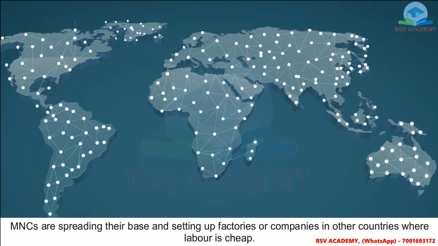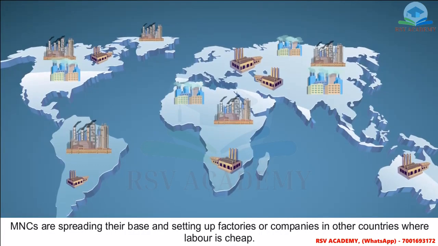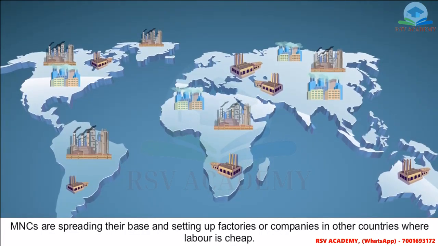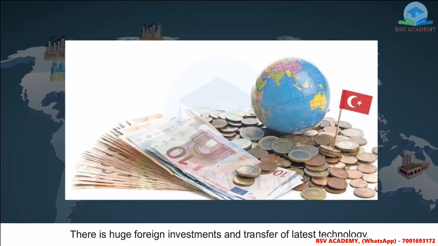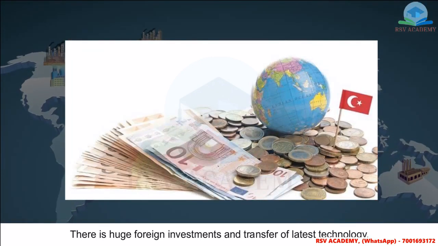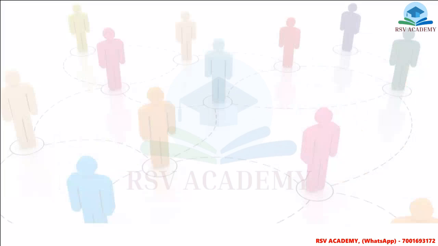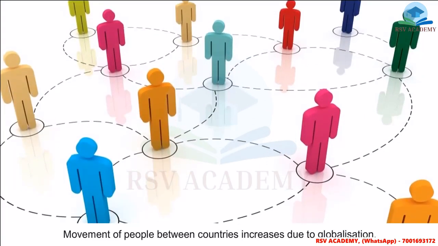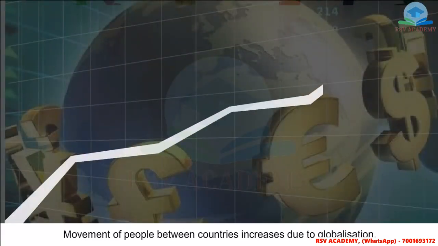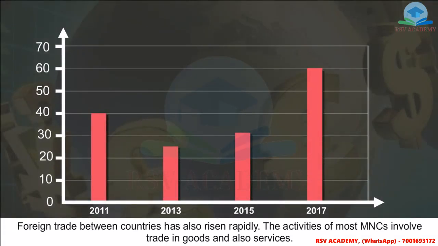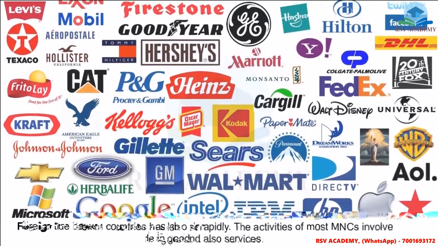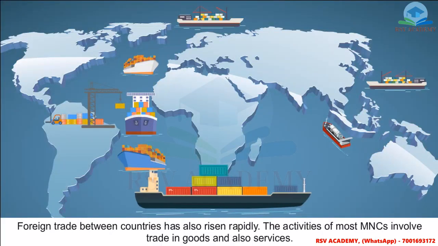MNCs are spreading their base and setting up factories or companies in other countries where labor is cheap. There are huge foreign investments and transfer of the latest technology. Movement of people between countries increases due to globalization. Foreign trade between countries has now risen rapidly. The activities of most MNCs involve trade in goods and also services.